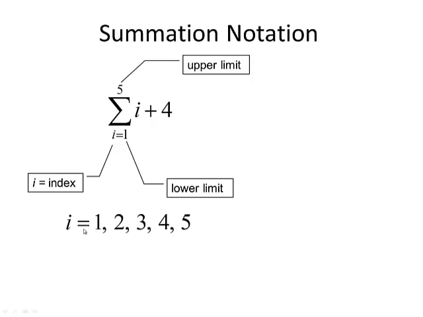Your index is i, and those values are going to go from the lower limit to the upper limit, going by 1. So 1, 2, 3, 4, and 5. Putting those numbers into your index, you add 4 to each one of these i's and then add those numbers together. So 1 plus 4 is 5, 2 plus 4 is 6, 3 plus 4 is 7, 4 plus 4 is 8, and 5 plus 4 is 9. The sigma tells you to add all these numbers together, and you get a total of 45. So the summation of the index i from 1 to 5 of i plus 4 is equal to 45.